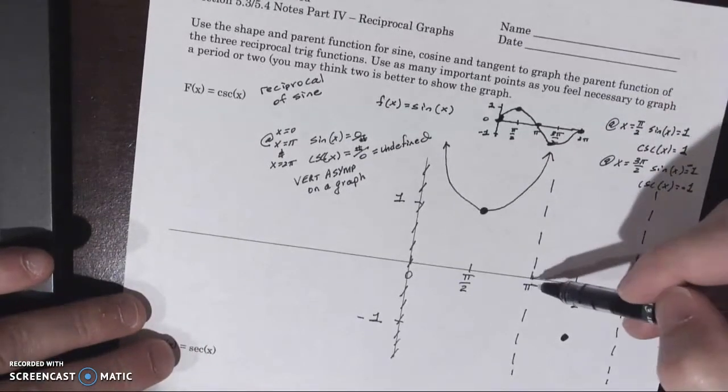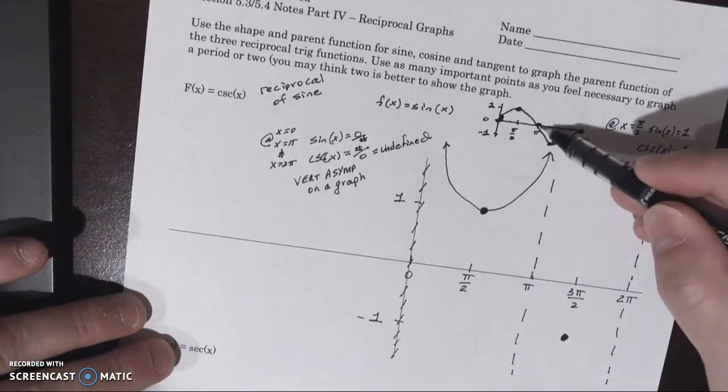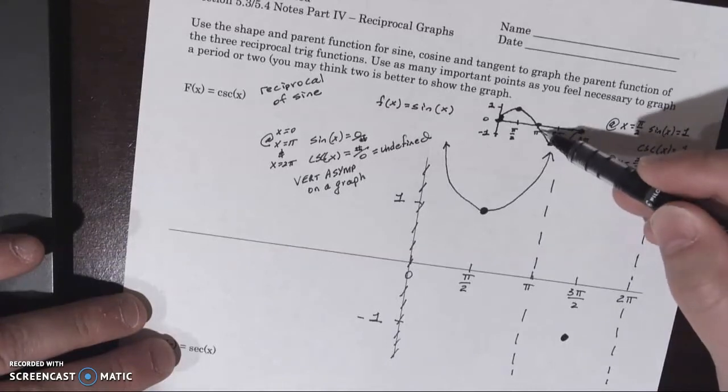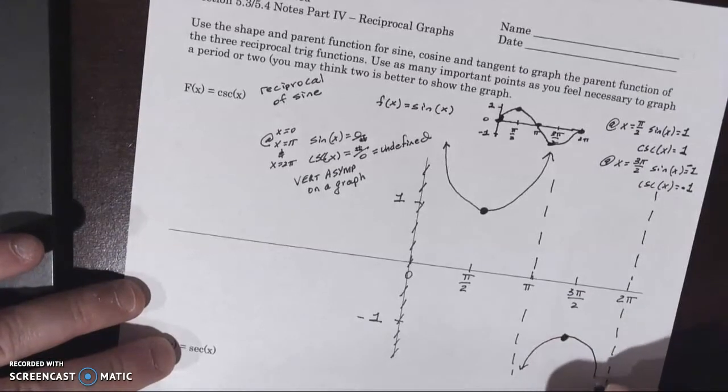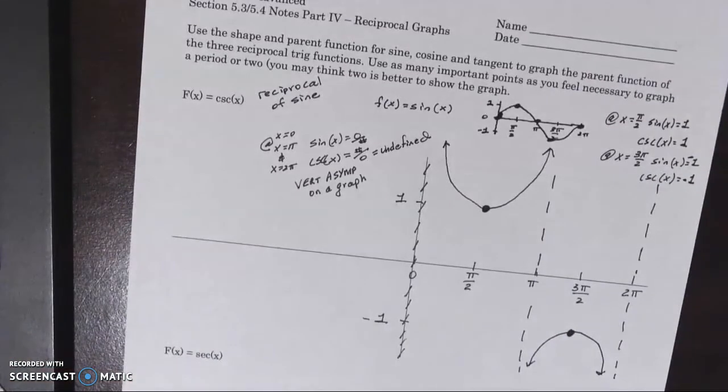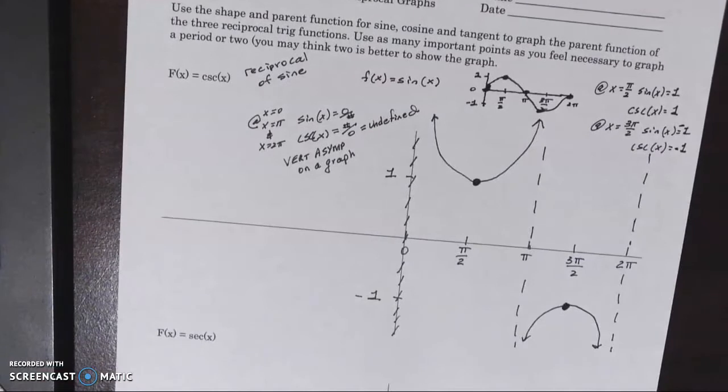On the right side, between pi and 2 pi, the same thing's happening. We're getting infinitely close to 0, but on the negative side of the x-axis, where y's are negative. For that reason, that would be the parent cosecant function.